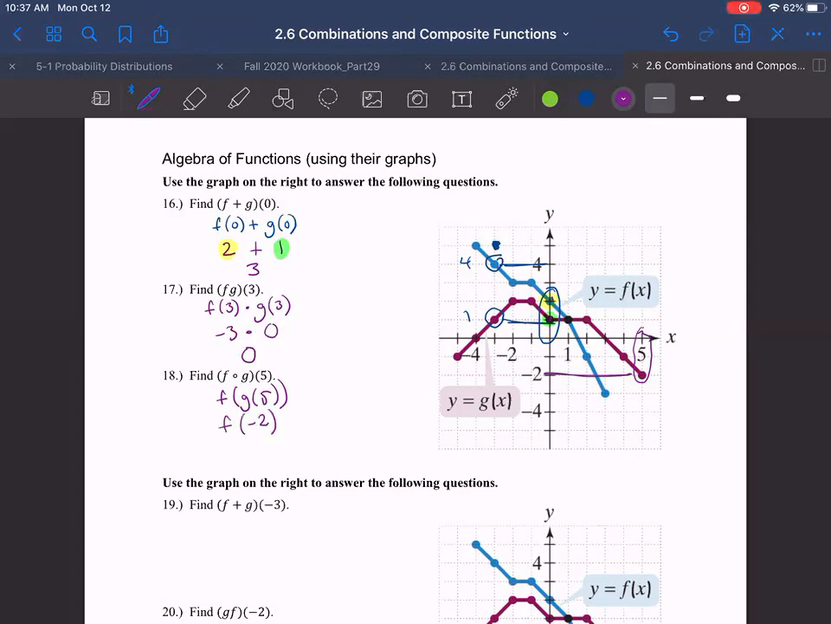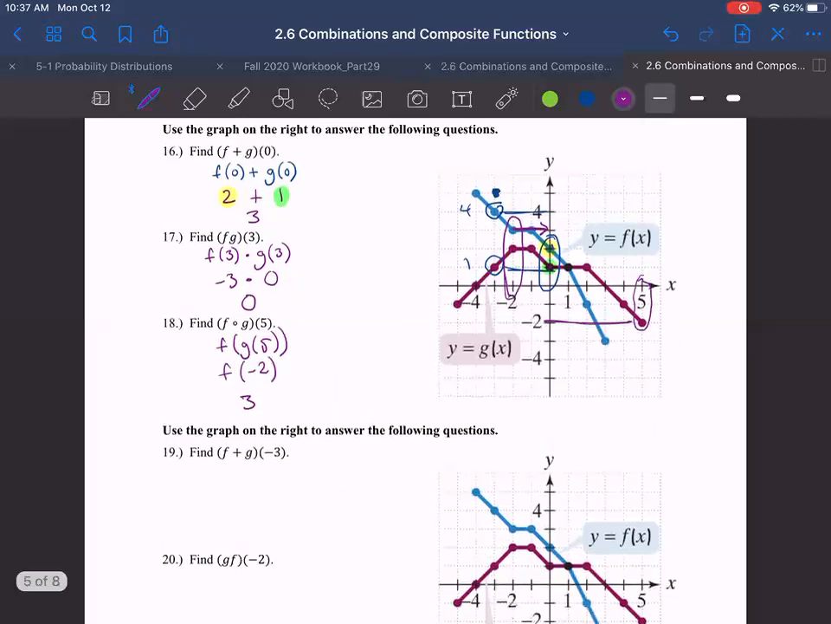And then what I do is I go over here to -2 for the f of x function, and I find that it has a value of 3. So it's just a matter of plugging it into one, getting its output value, and then taking that output value and plugging it into the other one for its output value. So what I would leave you to do is to go ahead and try the next one, and then I will go over it here in a minute.